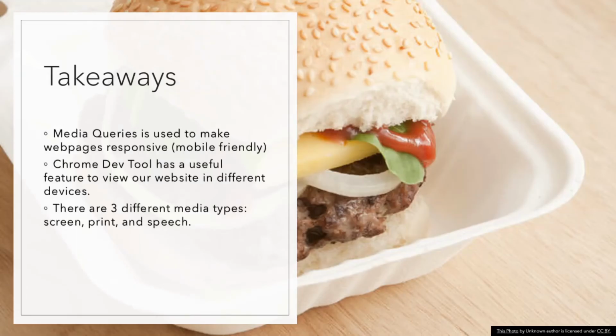Key takeaways for this lesson: media queries are used to make web pages responsive, in other words, mobile friendly. The Chrome Dev tool has a very powerful feature to view our website in different devices. There are 3 different media types: screen, print, and speech.